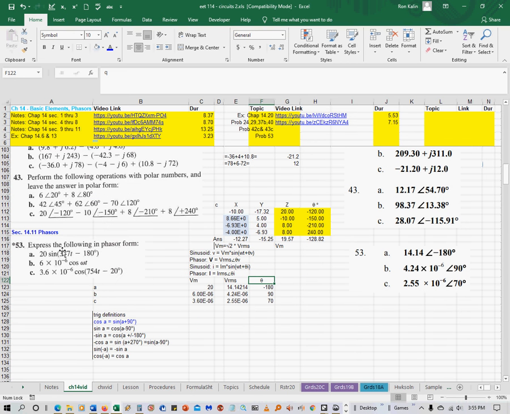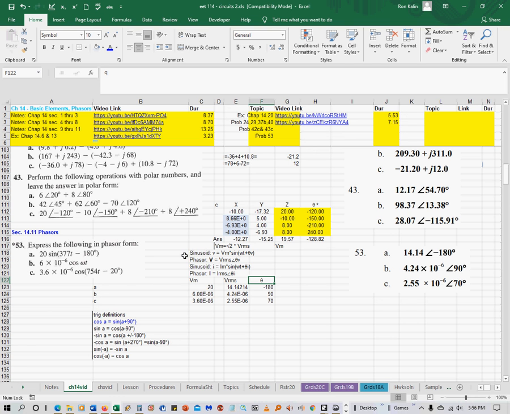Okay, and the last problem is a phasor problem. They're saying problem number 53 is express the following in phasor form. Part A says 20 sine of 377t minus 180.